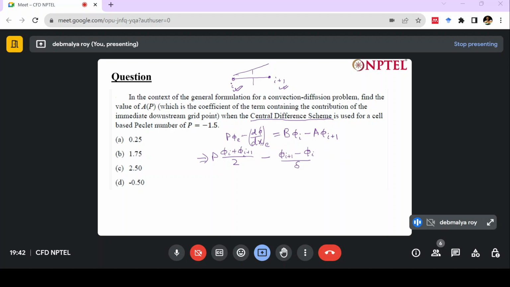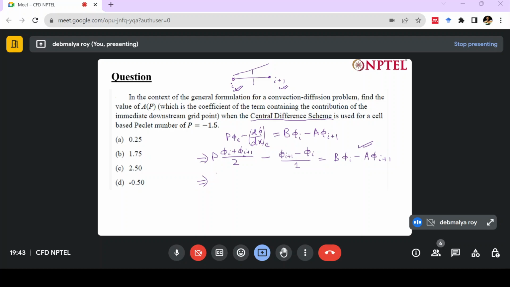So x by delta we had taken, so this would become 1. Right? So this becomes, in that case, equal to P phi I. What we have basically done is achieve this right hand side. Now we can simply separate out our phi I terms and phi I plus 1 terms to find out what a and what b are.